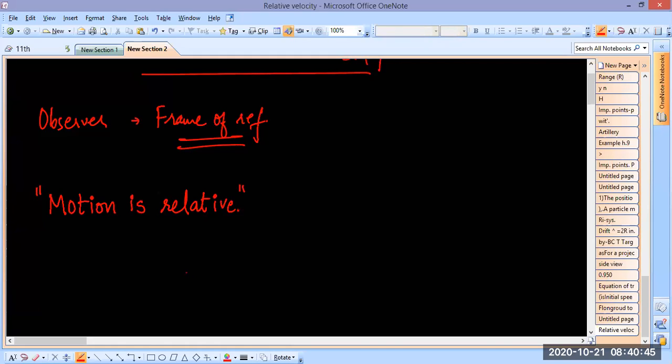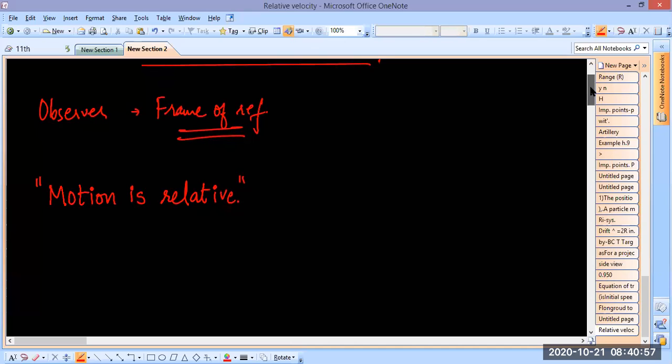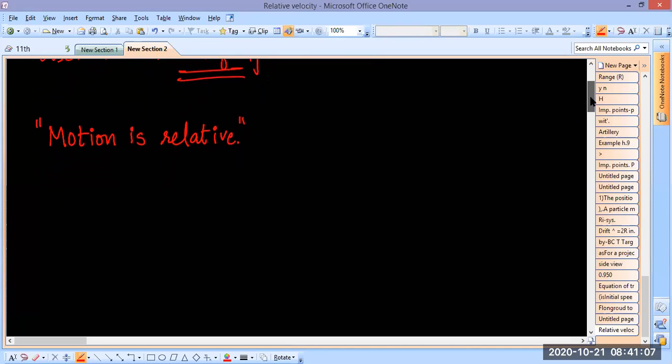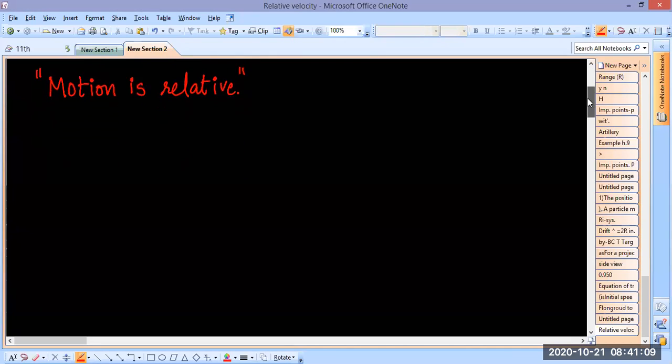Motion is relative. This is one of the unwritten laws of nature. So what is the meaning of this sentence? I would like to explain this by giving an example.